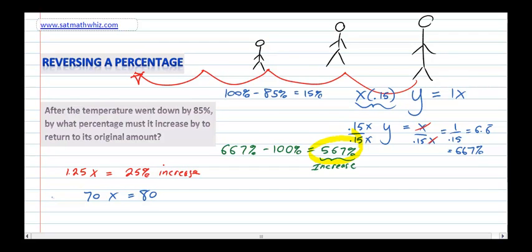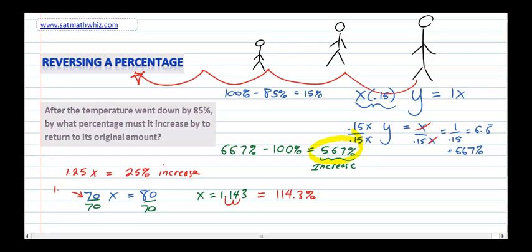So if we had 70, we multiplied it by some number, and the result was 80, then we could go ahead and do the algebra to solve that. Divide both sides by 70, and 80 over 70 comes out to 1.143. So in other words, we had to multiply 70 by 1.143 in order to get 80. Of course, move the decimal over 2 places, and 1.143 is 114.3%.